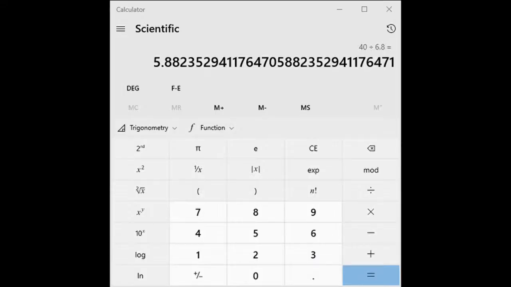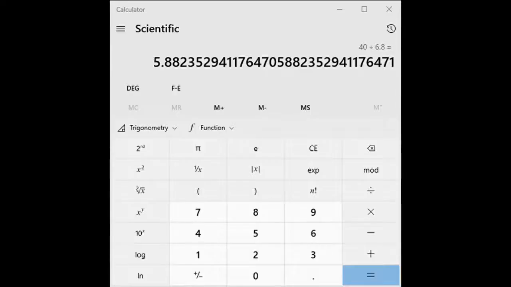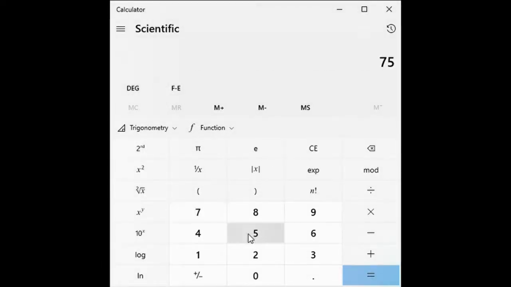Next is, if 750 microamps is flowing through 11 kilo ohms of resistance, what is the voltage drop? So what is V? V is equal to I into R, so we can directly multiply. Here it is 750 into 11. So here the answer is 8250. Don't panic, I am not getting the same answer as given here.